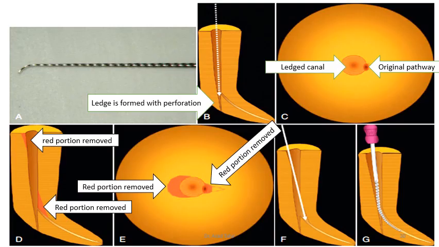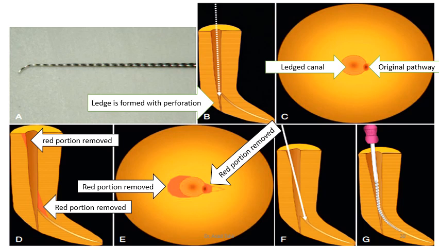Ledge removal instrument, micro-explorer, to explore a canal for impediments and to penetrate a narrow canal beyond a ledge. Ledge is formed with perforation in a radicular straight direction. Microscopic view showing the ledged canal in the center and a narrow access to the pathway on the right side. The canal orifice as well as the access to the original pathway needs to be flared in an anti-curvature direction, red portions.